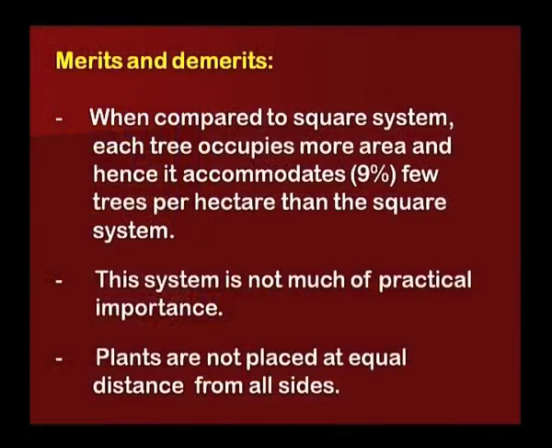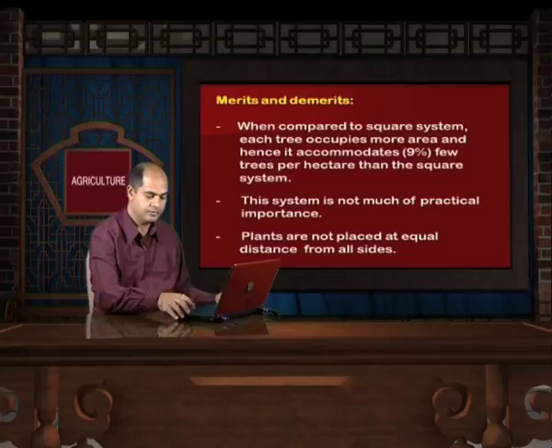Merits and demerits. When compared to a square system, each tree occupies more area and hence it accommodates 9% fewer trees per hectare than the square system. This system is not of much practical importance. Plants are not placed at equal distance from all sides.